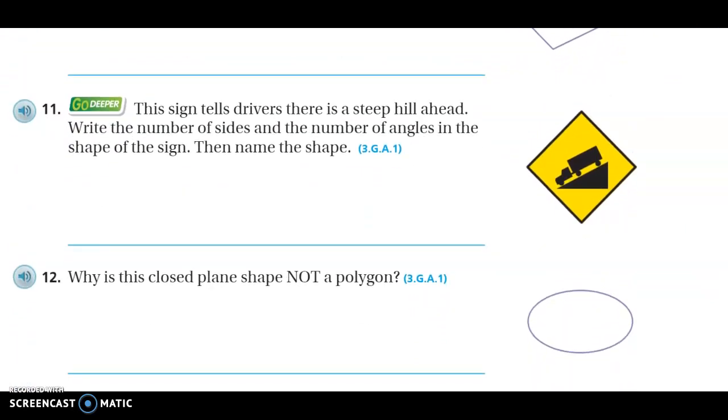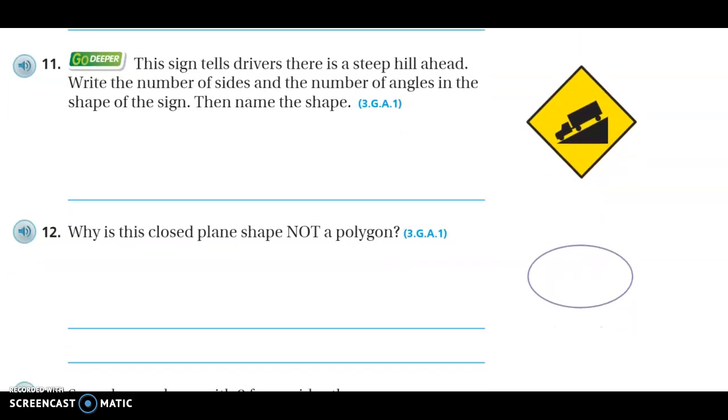Number 11, this sign tells drivers there is a steep hill ahead. Write the number of sides and the number of angles in the shape of the sign. Then name the shape. First of all, the number of sides is 1, 2, 3, 4. So 4 sides and 4 angles. And that is a quadrilateral. Quadrilateral has 4 sides and 4 angles. Now you might have said square. Square is a type of quadrilateral that we'll get into a little bit later in this chapter.